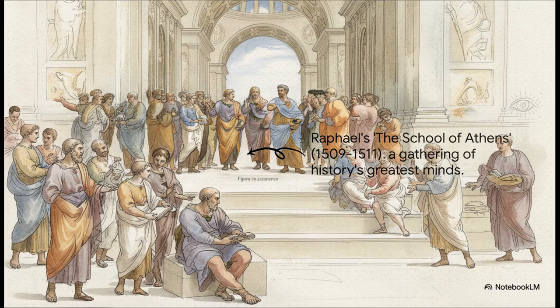Another cool cameo technique was called the figura in assistance, where the artist just pops up as a bystander in some grand scene. And there is no greater example than Raphael's masterpiece, The School of Athens, which is basically a who's who of all the greatest thinkers of antiquity.